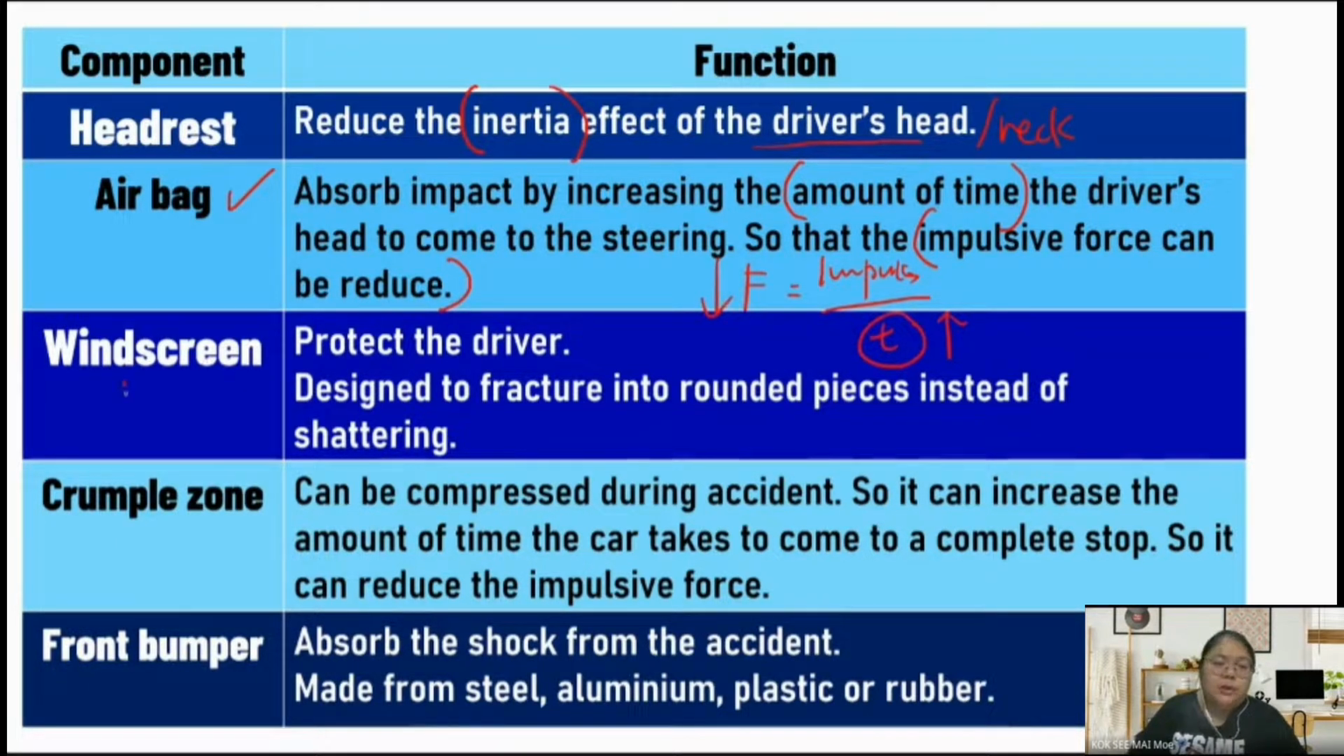Okay, how about the windscreen? Okay, the windscreen is common sense. It's not related to the physics. Okay, this one just protects the driver. Okay, this windscreen is not the same as the glass in your house. It is designed to fracture into round pieces. So that means when it breaks, it never straightforwardly becomes scattering.